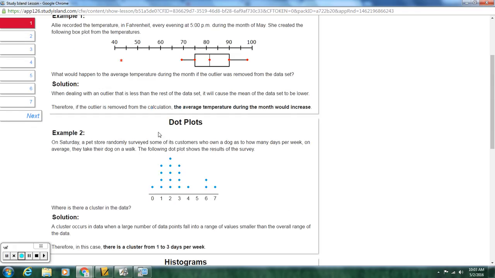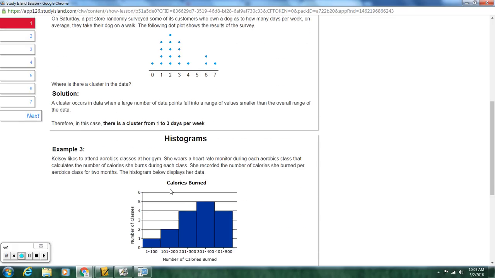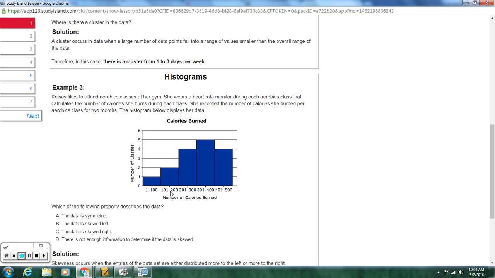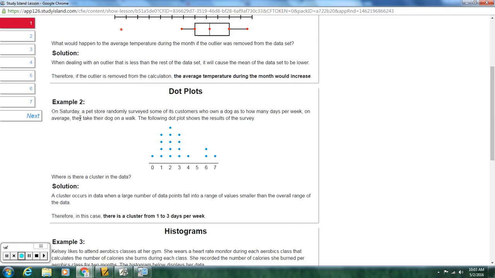Everything in here you should have already seen. You should have seen this before. Not sure if skewness comes up in 8th grade or not. Anybody ever heard of it before? I don't think it does, but depending on the teacher, it could be.